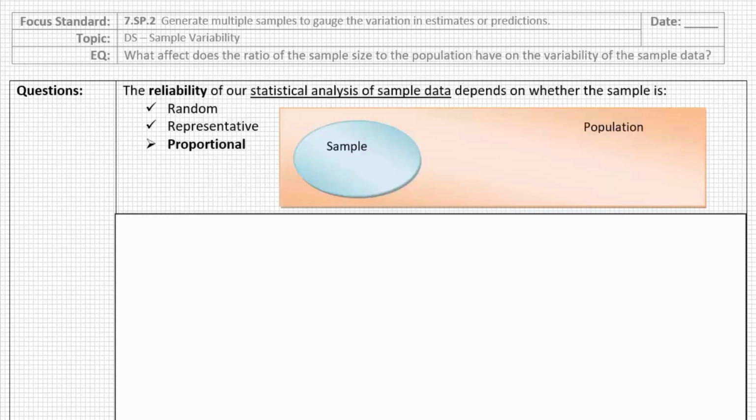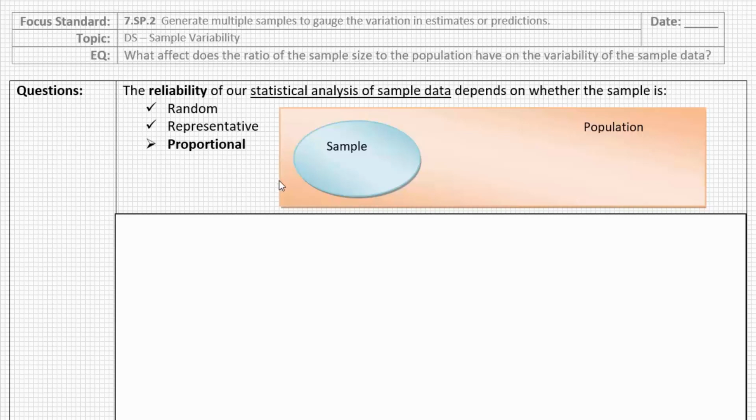In our study of samples and populations within this data and statistics unit, we have learned that it's important that samples are random, representative, and proportional. Today we're going to focus in on what it means for the sample to be proportional and how the reliability of our statistical analysis of the sample data depends on these factors. So we've already done some work with why random is important and representative, and we've begun to work with proportional.